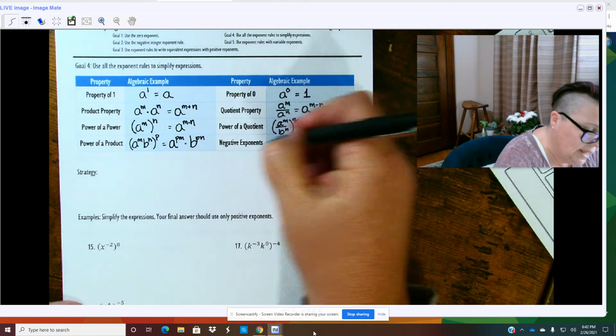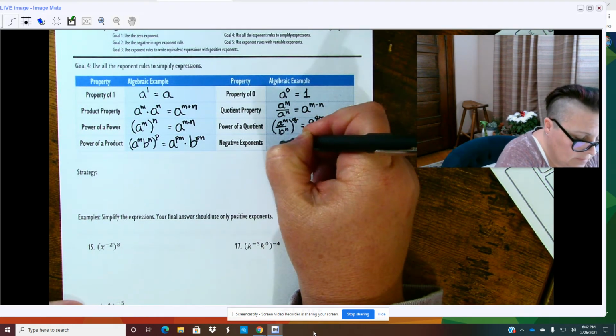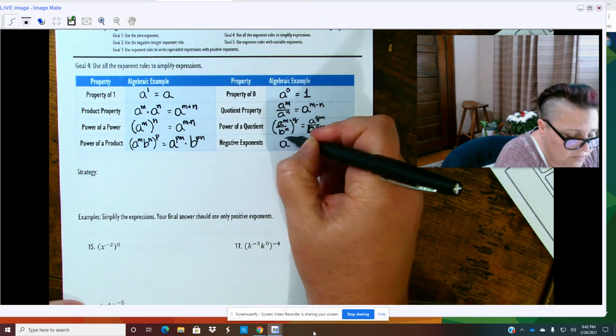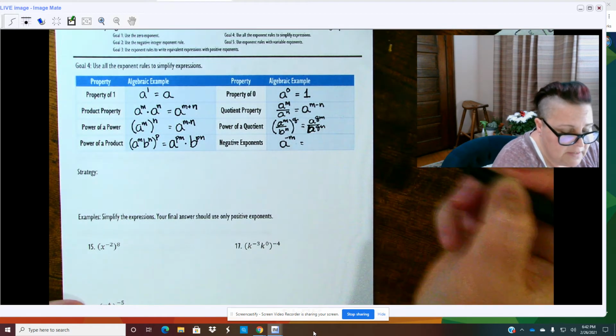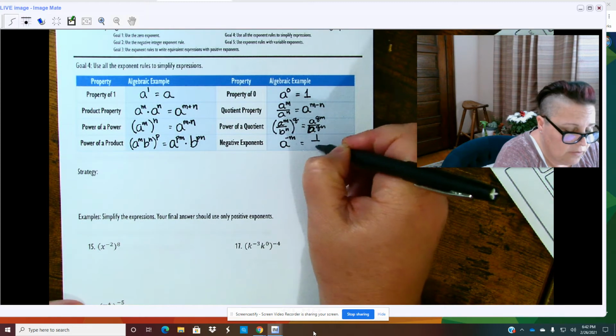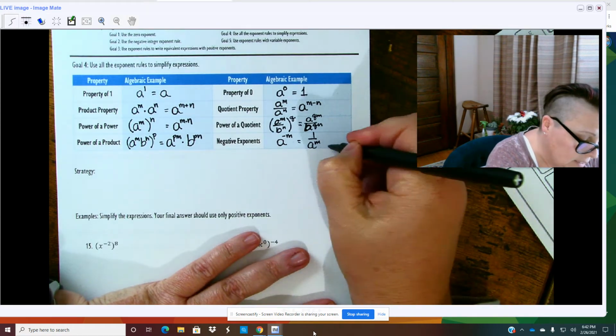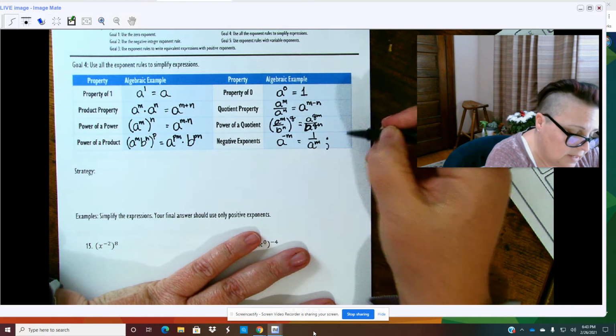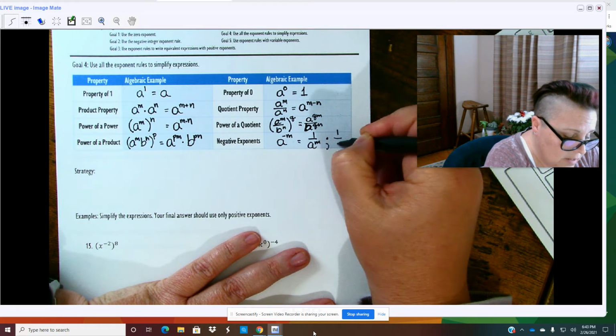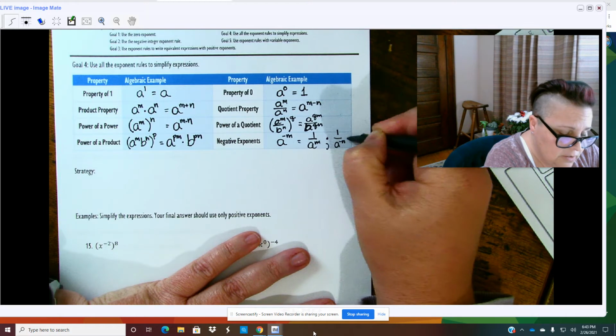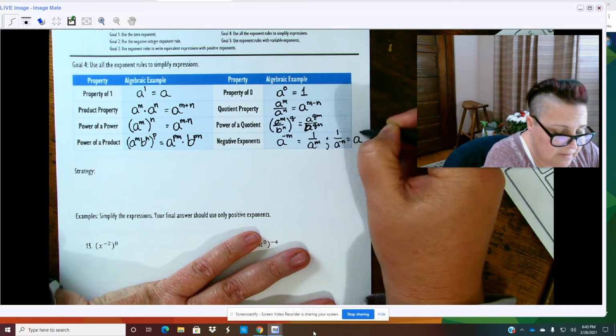And then lastly, we have negative exponents. If we have a to a negative m power, this is the same as 1 over a^m. This also means that if you have 1 over a to the negative n power, this is the same as a^n.